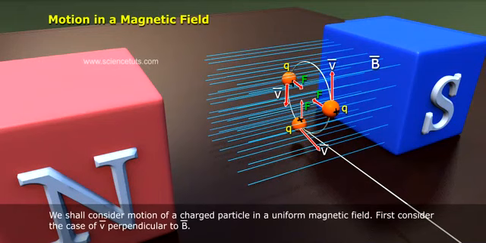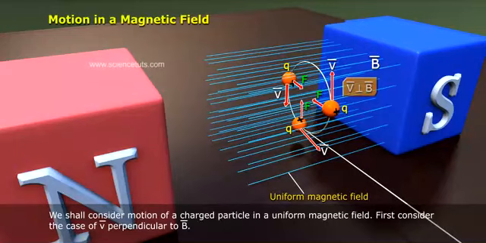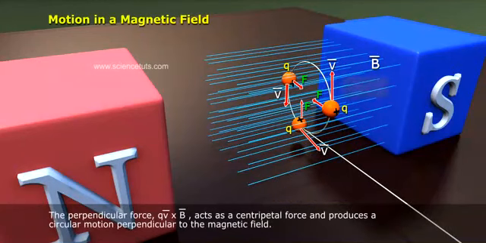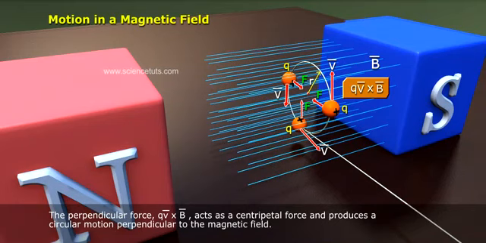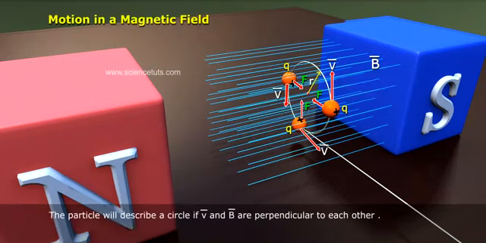We shall consider motion of a charged particle in a uniform magnetic field. First, consider the case of v bar perpendicular to B bar. The perpendicular force q v bar cross B bar acts as a centripetal force and produces a circular motion perpendicular to the magnetic field. The particle will describe a circle if v bar and B bar are perpendicular to each other.